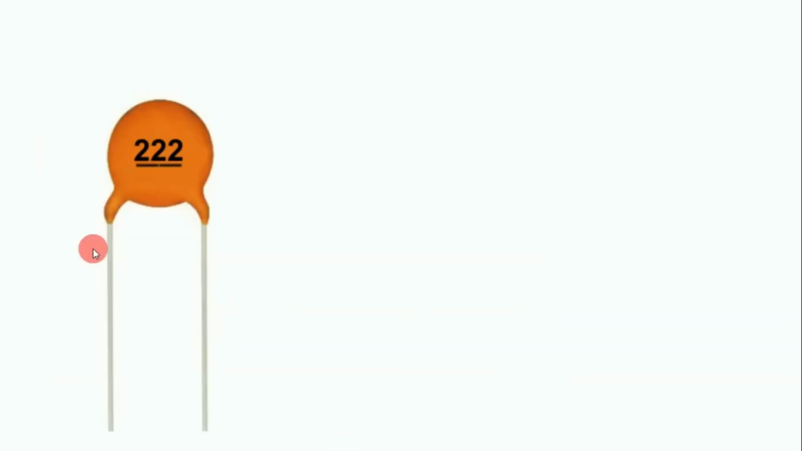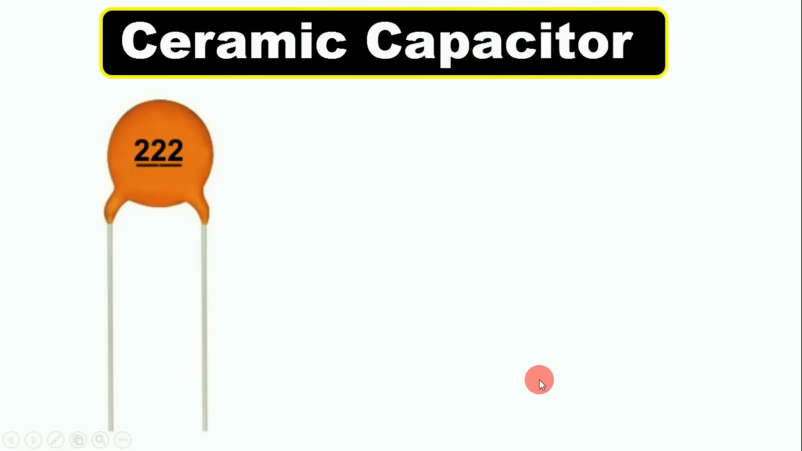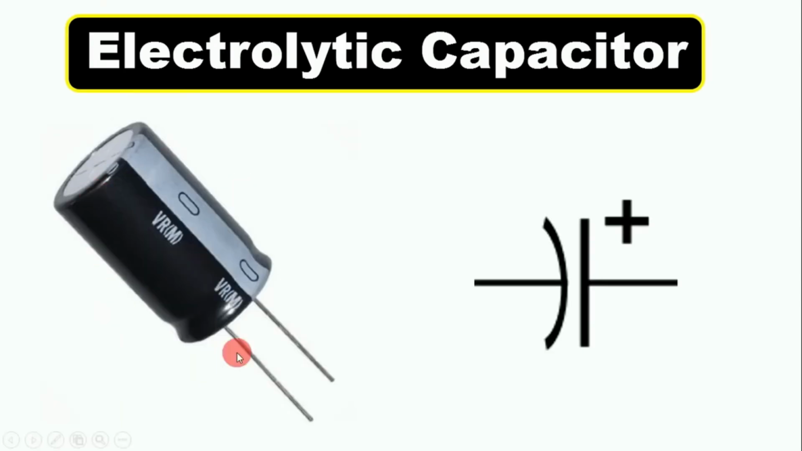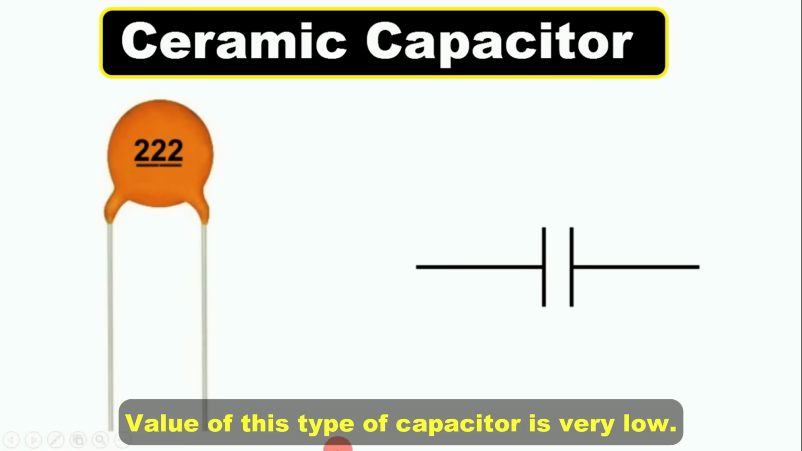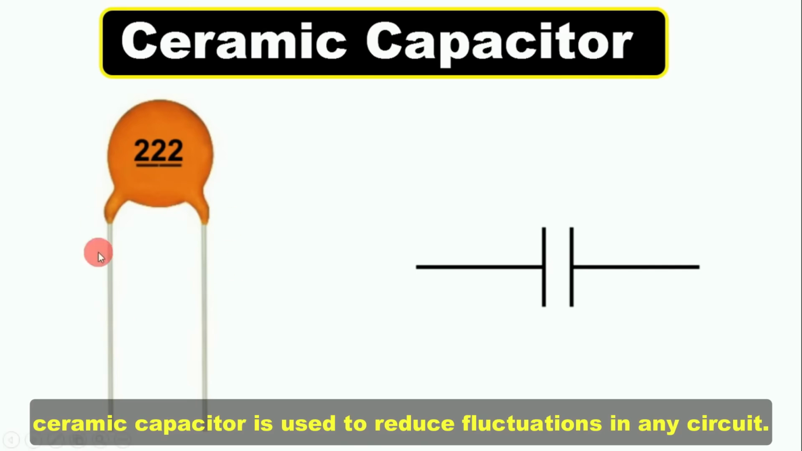Friends, now this component which you can see here, we call this a ceramic capacitor. The symbol of this is made like this. The capacitor I showed you just before, one of the types of that capacitor is this ceramic capacitor. The only difference between that capacitor and this capacitor is that there is a polarization in that capacitor, that is, there is a positive and negative, but in this capacitor there is no positive, no negative. It means you can connect this capacitor in any way, however you want to connect. And along with this, the value of this capacitor here is very low. This ceramic capacitor we use to reduce fluctuations in any circuit.